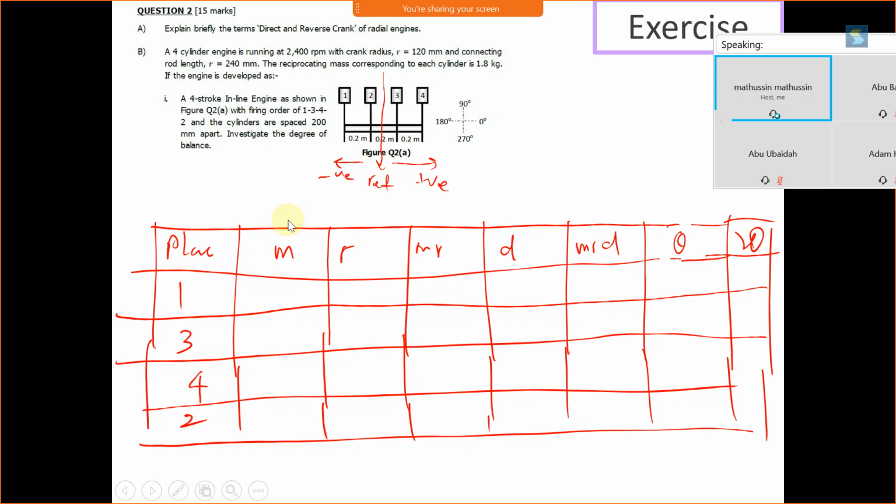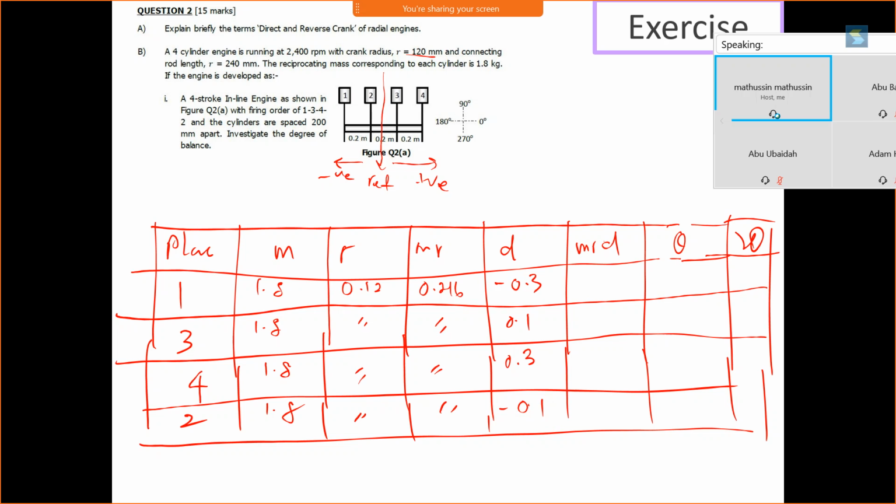So dia beritahu kat sini dia punya mass untuk setiap silinder sama 1.8, 1.8, 1.8. R pun sama 0.120. So convert into meter, so we have 0.12 sama. And what is our MR? 1.8 darab 0.12 should be 0.216, isn't it? So sama juga. Okay, yang membezakannya adalah D. So D, we taking our reference at the middle of the plane. So for plane number 1, our D must be negative 0.3. Okay, so for number 3 must be negative 0.1. Okay, and we also number 4 should be 0.3, and last one we have 0.1.